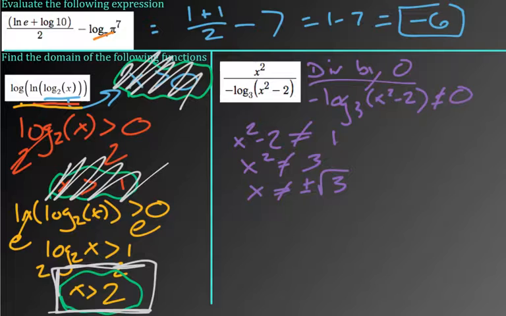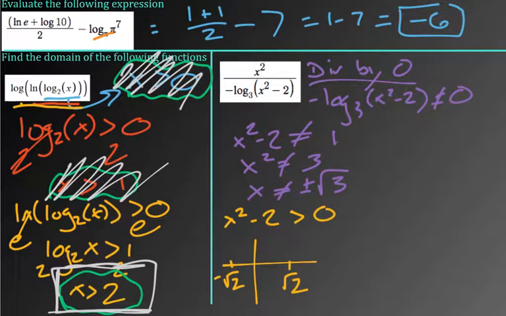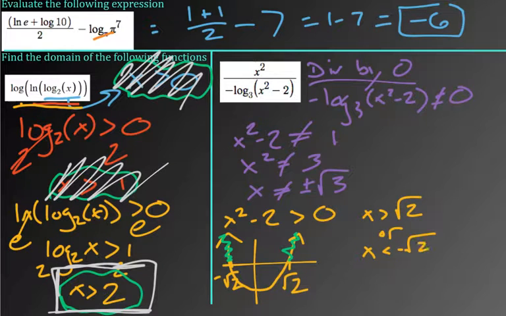And then just because we have a log, we need x squared minus 2, the inside of the log, to be greater than 0. So this is just a nice quadratic inequality, right? We got 2 roots, one negative root 2, the other root 2. And we have kind of an open up quadratic like that. And if we want to describe where it's greater than 0, it's an OR problem. It would be x bigger than square root of 2, or x is less than negative square root of 2.